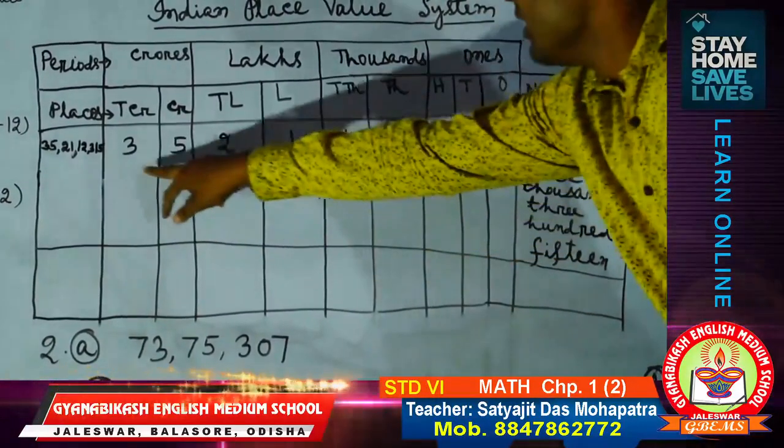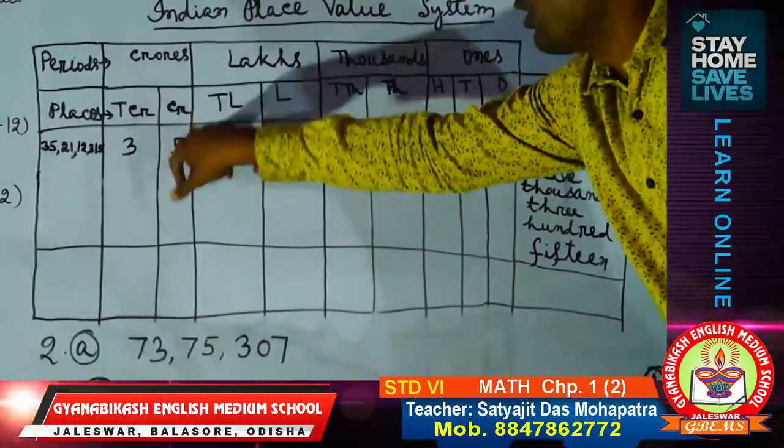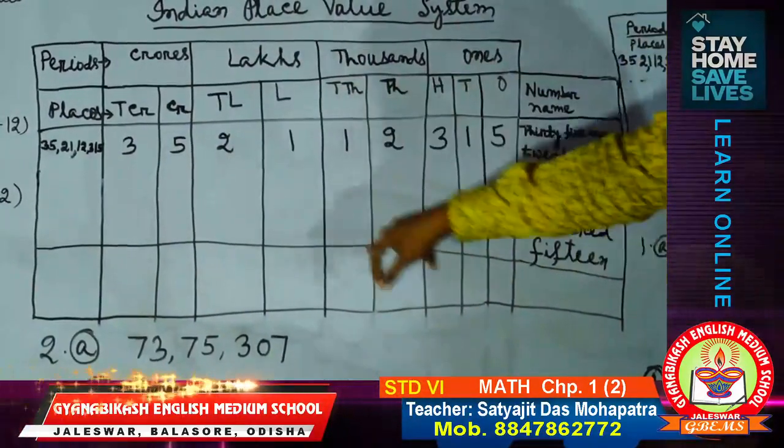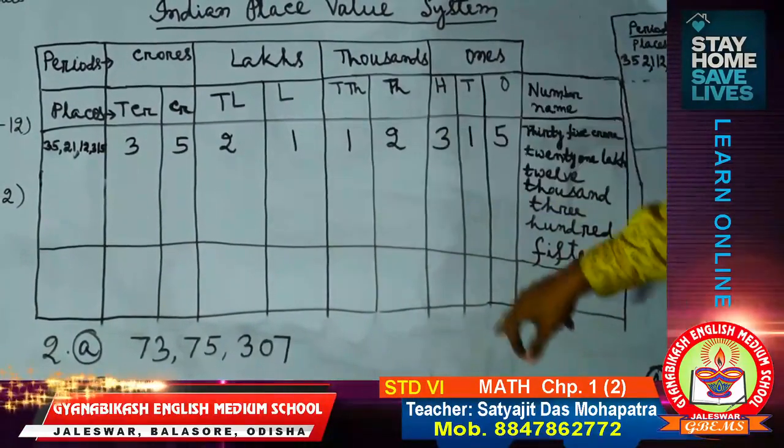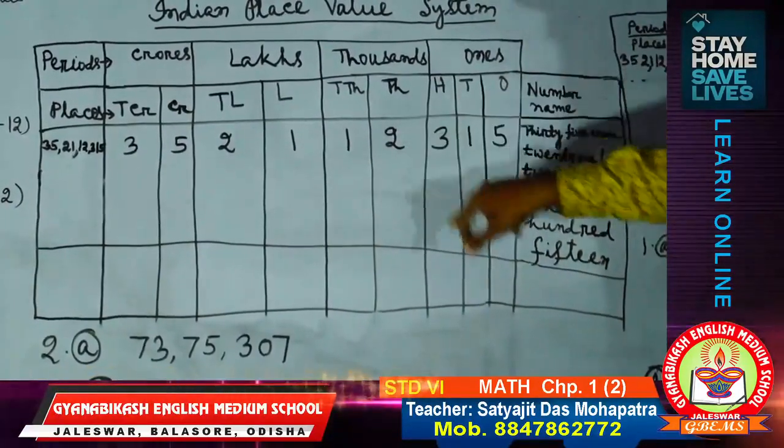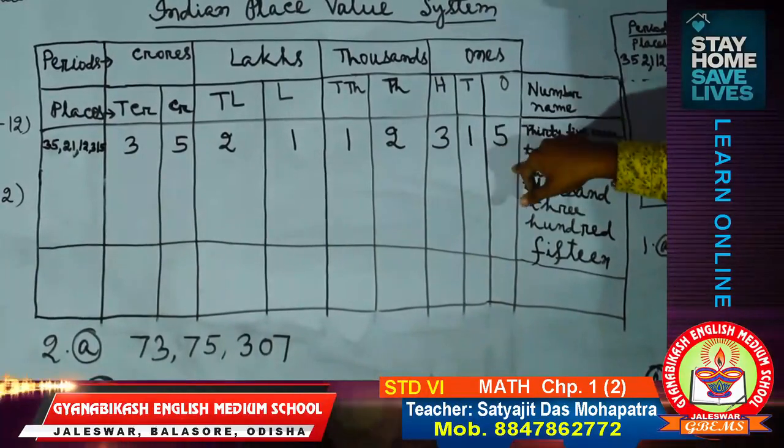So here see, this is 35 crore, then 21 lakh, then 12,000, then 350.